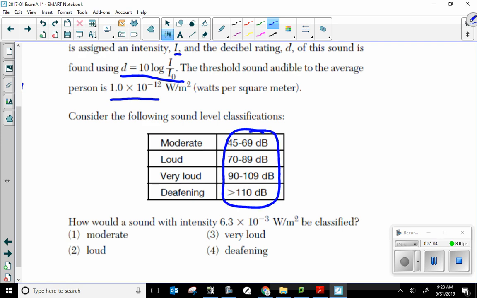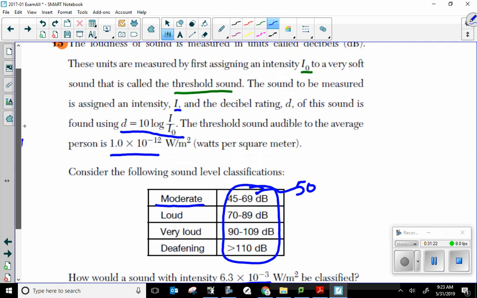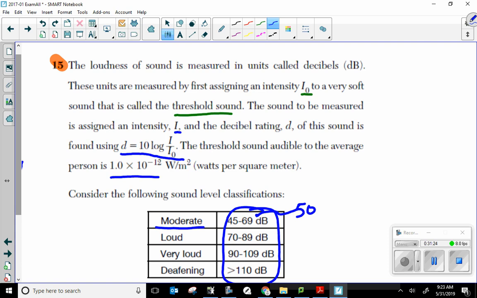Depending on what your decibel is, let's say you get 50 decibels as your sound, that is in this range right here, that is considered moderate. So what they're saying is, how would a sound with an intensity of 6.3 times 10 to the negative 3 be classified? How do we find decibels? This is a large paragraph for something that is very easy. The decibel rating is this right here. So how do I find my number? I find my decibels by taking 10 times the log of I over I sub O. All I need to do is figure out what goes here and here.